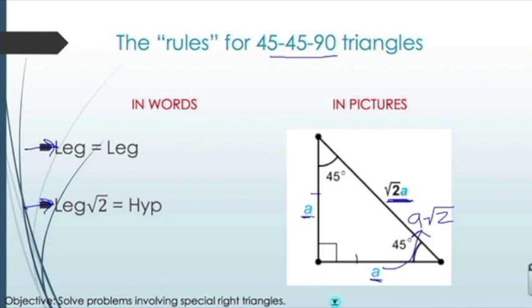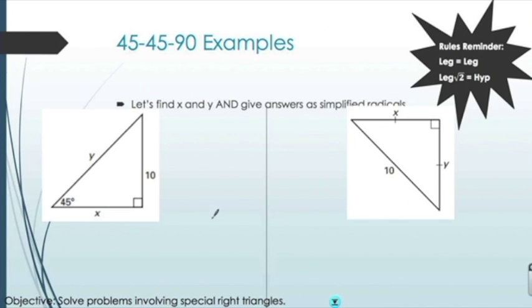So let's try some of those. They're so much faster than having to use the Pythagorean theorem. Let's find x and y and give answers as simplified radicals. Okay, on the left, we know that this is a 45, 45, 90 because this is 90, this is 45, so all that's left is 45. Don't have to do any calculations.